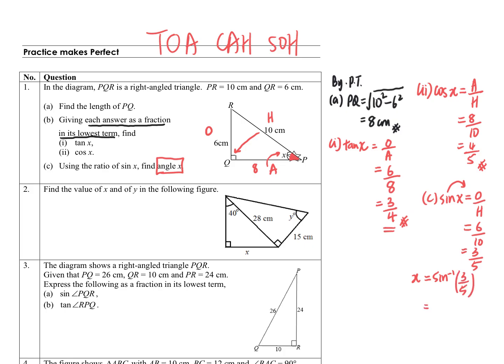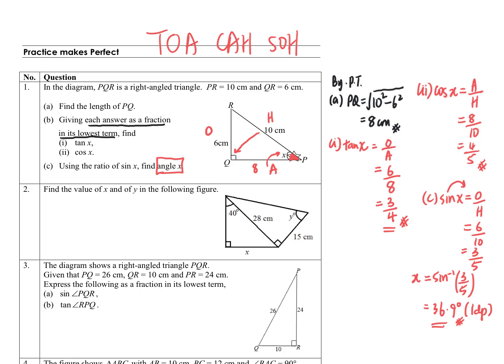So go and press that using your calculator. What is the angle that you get? Leave to 1 dp. Angle is always 1 dp. Yeah, 36.9. Okay, 1 dp. So angles answer accuracy to 1 dp.